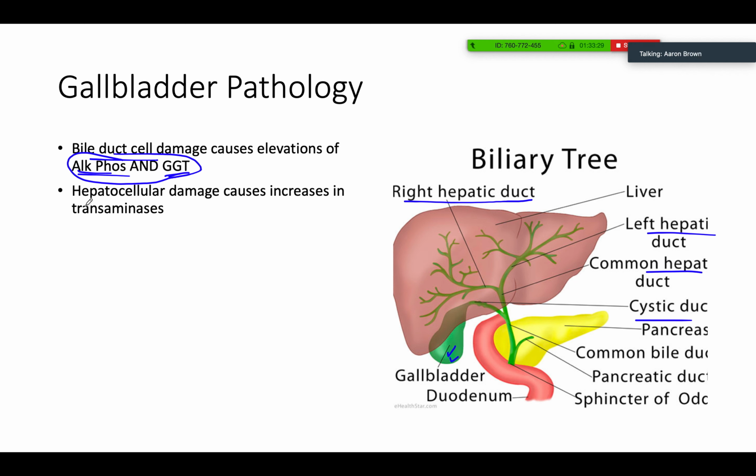If you instead had damage to liver cells, hepatocellular cells, that would cause an increase in your transaminases. Your ALT and AST would be elevated. So there's a bit of a difference there, and I just wanted to point that out. Damage to liver cells causes increases in your AST, ALT. Damage to bile duct cells causes elevations in alk-Phos and GGT.